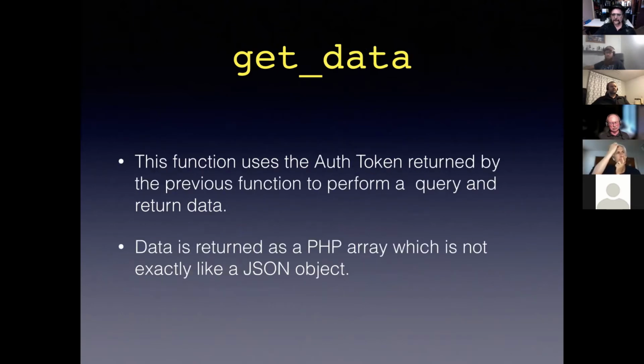The second function it does is a get data, which is super handy. You create your URL, call this function, and it comes back with your data. It's amazing. But it does return it in a PHP array, which is not unlike a JSON object, but not quite the same either.